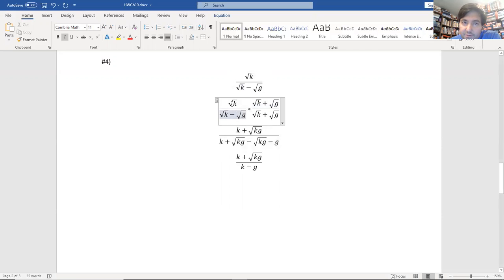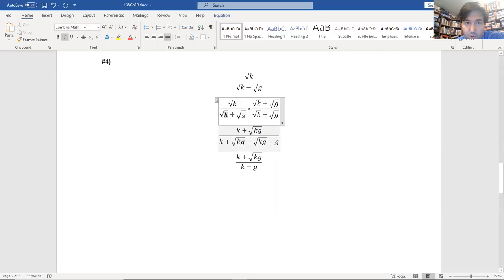So what we then have is root k distributed by root k plus root g. And then we're going to have to do FOIL. We're going to do root k minus root g times root k plus root g. So if we do the top, root k times root k, the two roots are going to cancel out because you've got two of them. That's just going to give you a plain old k. If you have a root k times a root g, if you multiply two roots together, you just combine them into one root with the two things multiplied under the root. So that's just going to be root of kg.